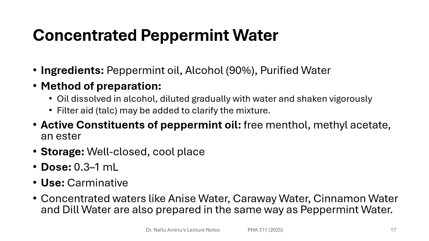So after dissolving the oil in alcohol, this preparation is diluted with water and then shaken vigorously. Filter aids such as talc may be added to clarify the mixture. The active ingredients present in the peppermint oil include menthol, methyl acetate, and esters. The aromatic water has to be stored in a well-closed container in a cool place because of the volatile nature. And because they are concentrated, unlike the other waters that can be taken at 15 to 30 ml, this one is only 0.3 to 1 ml because of the high concentration.